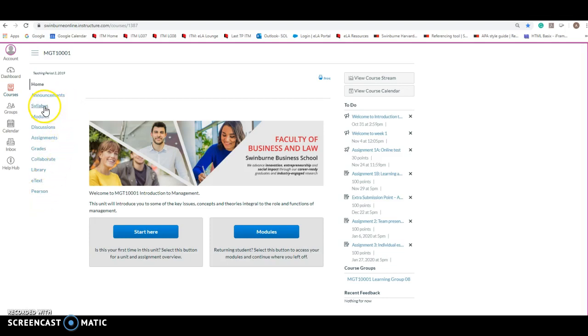So it's good to have a look at the syllabus. The modules take you through the weekly learning materials, so that's where all your learning content will be. And then the discussions, these are just general discussions at the unit level. Okay, so you don't want to go into that page. You actually want to go into your group level, which I'll show you in a minute.